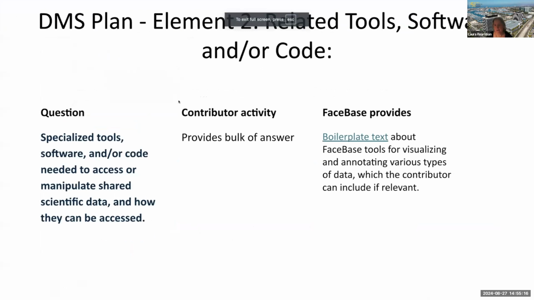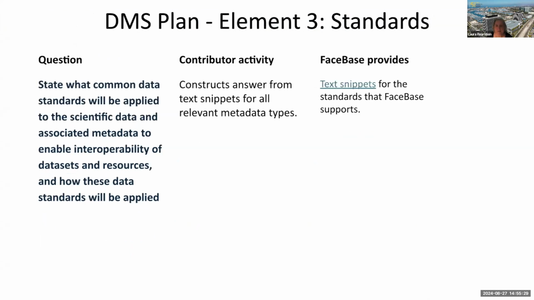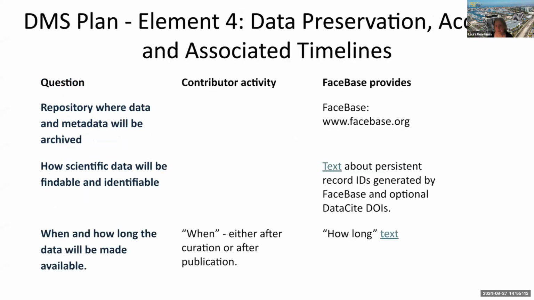And again, specialized tools. You've seen some of our visualization tools. I think that you will later see our annotation tools for image data. But again, we have boilerplate text that describes all of that. Similarly, for the different standards that we support, we have text snippets that talk about data formats and metadata ontologies. We do persistent IDs for you, so that's something that you don't need to worry about at all. If you're writing your plan, you just copy our boilerplate text.